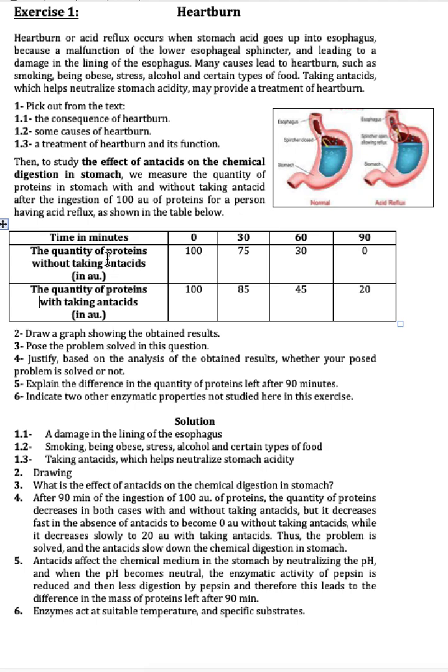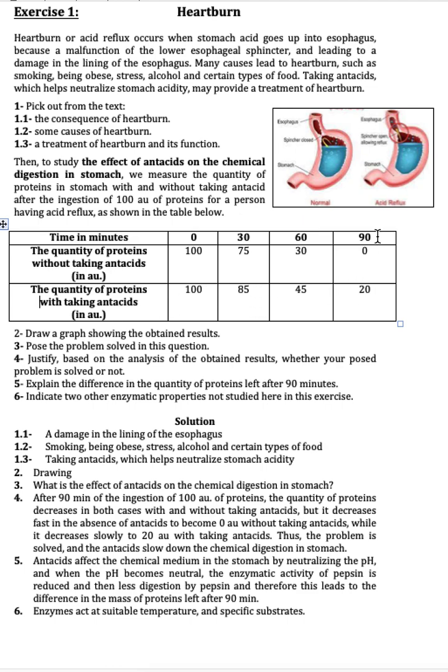Here we have the quantity of proteins without taking antacid. How much is the quantity if a person ingests it once with medicine and once without? The quantity of proteins decreases from 100 to 0 because we don't have antacid. And when the person takes antacid, the quantity decreases but slowly.